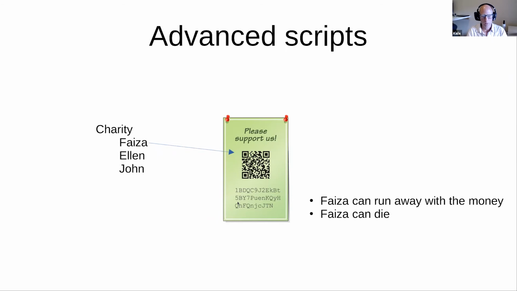But that has some problems, because Faiza can run away with the money. Ellen and John have no control over that. And Faiza can also die and take her money with her into the grave. So this is not a good way to solve it. It would be better if Faiza, Ellen, and John can share both the responsibility and the power over the money.